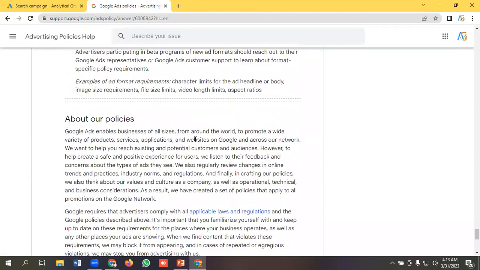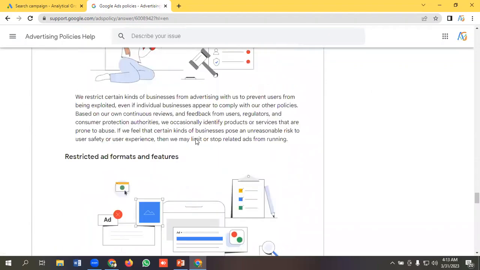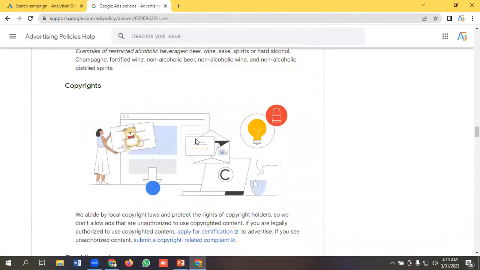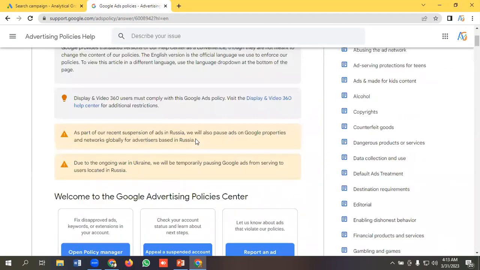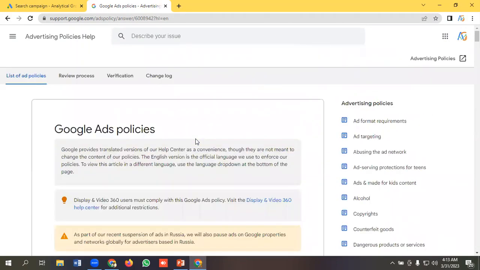So I would strongly suggest you read these policies and guideline pages so that your ads don't get disapproved and your accounts remain safe.